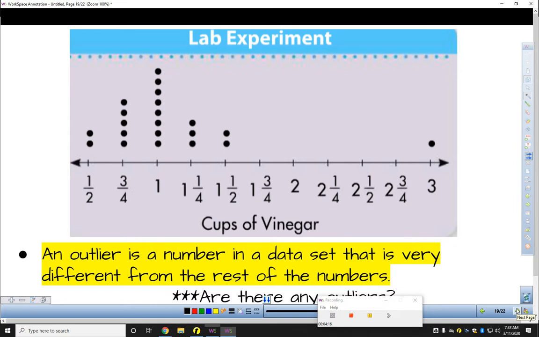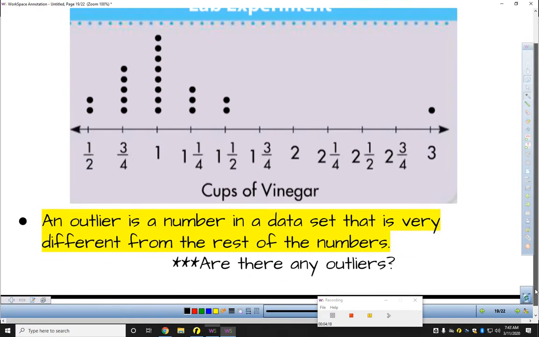All right. A reminder that an outlier is any number that is different, right? It's very different from the rest. Based visually here, can you see if there are any outliers? If you said 3 cups of vinegar was an outlier, I would probably agree, right? There is a large gap here. There is a large gap here where there is no data, right? So that experiment where we needed 3 cups of vinegar, that was an outlier.